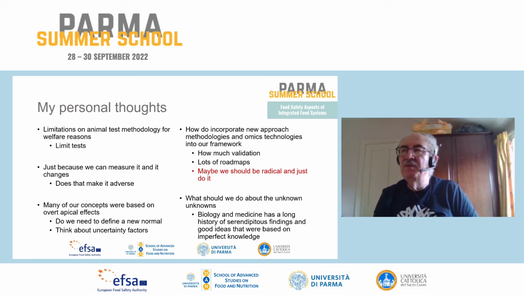Many of our concepts were based on overt apical effects, and we need to think about a new normal and think about what that might be. But we also need to think about applying new approach methodologies and omics. And we have to ask the question, how much validation do we need? We have many roadmaps, but maybe it's time we were radical and just used it. But we'll always have that question. What do we do about the unknown unknowns, as Donald Rumsfeld said?